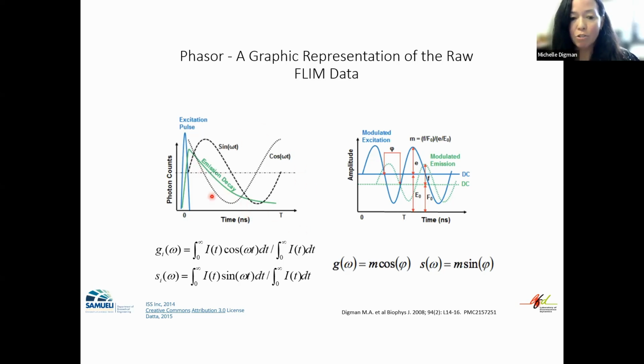So our contribution to FLIM is the transformation of this raw data, this would be in the time domain, into what we call the phasor space. And I'm just going to give a brief overview of what the phasors are.